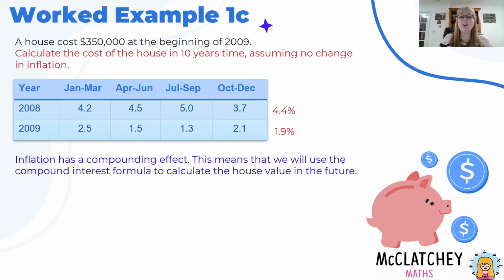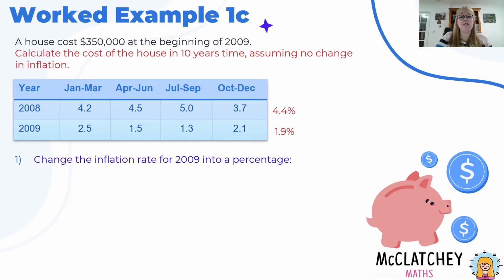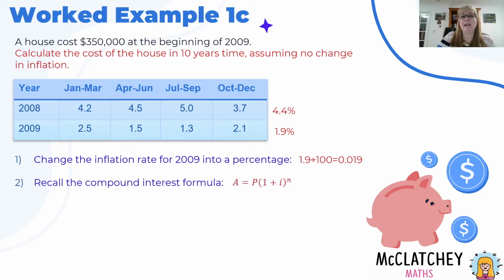house. So what we could do is we could take the value of 350,000, times it by 1.019, come up with an answer, times that by 1.019, come up with an answer, times that by 1.019, and do that 10 times. Super tedious. Why would you do that? Because when you're multiplying it by 1.019, 1.019, 1.019, you're raising it to the power of 10. So we're going to use, first of all, change that rate to a decimal, 0.019. We're going to use that compound interest formula.